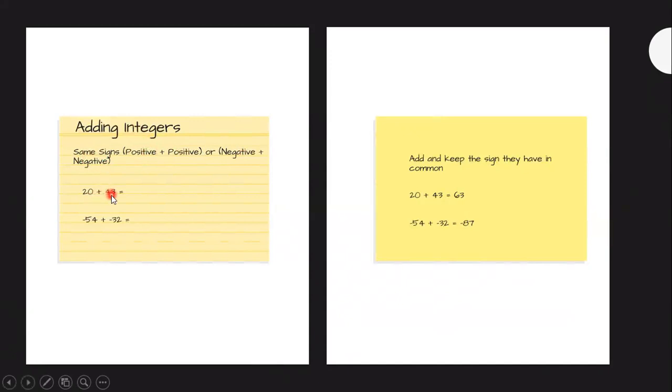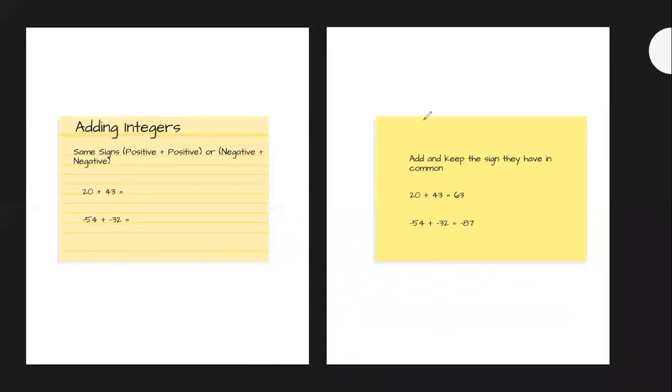Well, here's an example of the math fact: 20 plus 43, or negative 54 plus negative 32. So you would want to answer this problem on a sheet of paper or in your head and say, okay, what's the answer? On the back of it, that's where you'll have the answer. So if the signs are the same, you add and keep the sign they have in common. That's the answer. And then 20 plus 43 would be 63. And then negative 54 plus negative 32 would be negative 86.